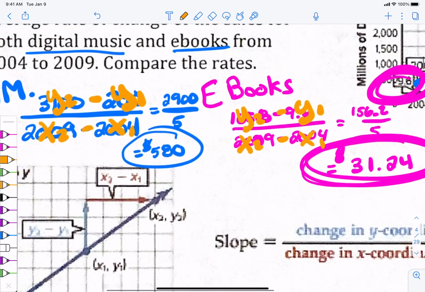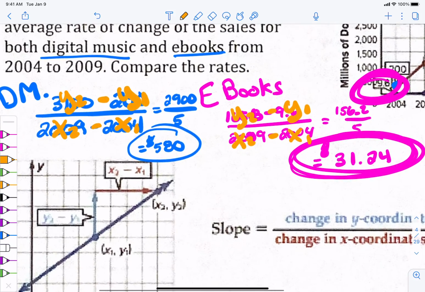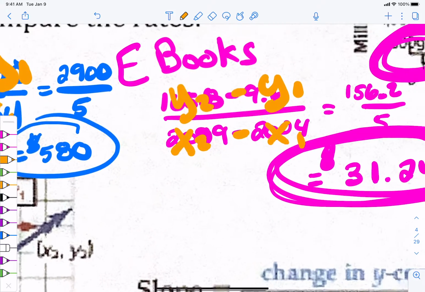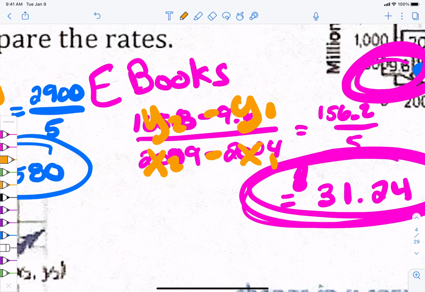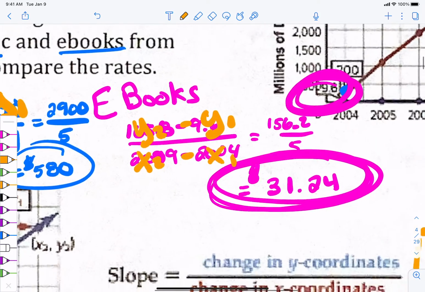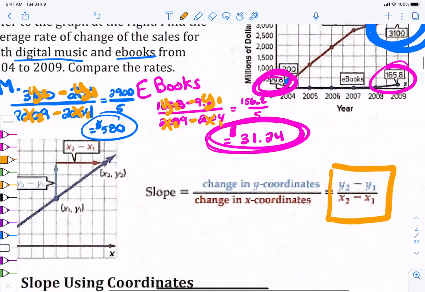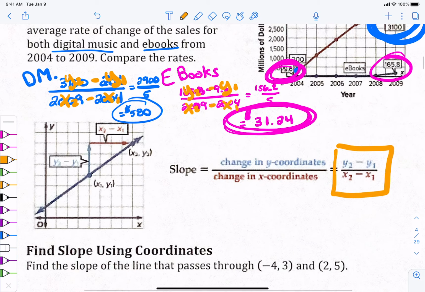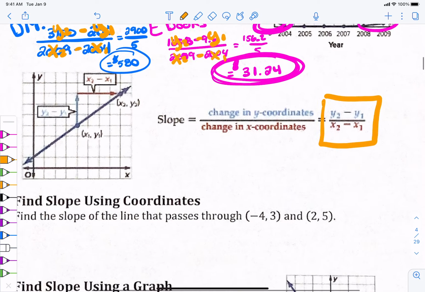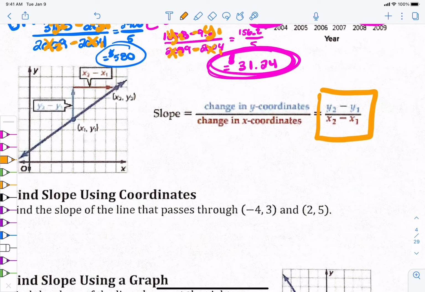For the pink, what were the numbers? Oh, 165.8 and 9.6. I just wrote over top of them. 165.8 minus 9.6 over 2009 minus 2004. So y2 minus y1 over x2 minus x1. Make sure the y is going on the top.